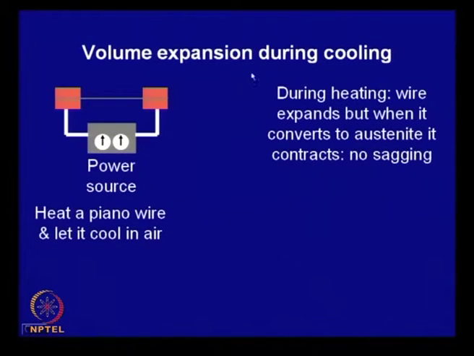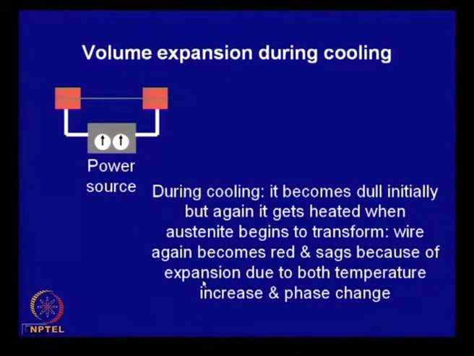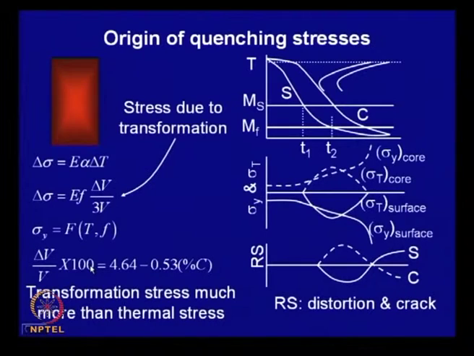So, this I have already explained: during heating the wire expands, but when it gets converted into austenite, it contracts, so there is no sagging, whereas in the other case both add up and there is a sagging.